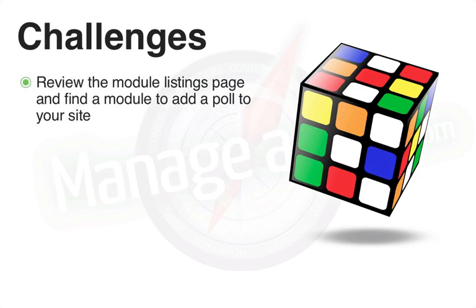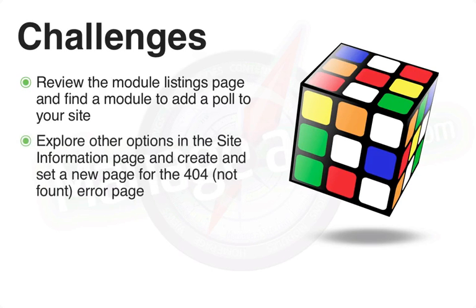First of all, you can review the entire module listings page and find a module that adds a poll to your site. Now, knowing what modules are available to you in Drupal core will help you identify where there are parts where you can simply enable a module instead of going to Drupal.org and downloading an additional module.